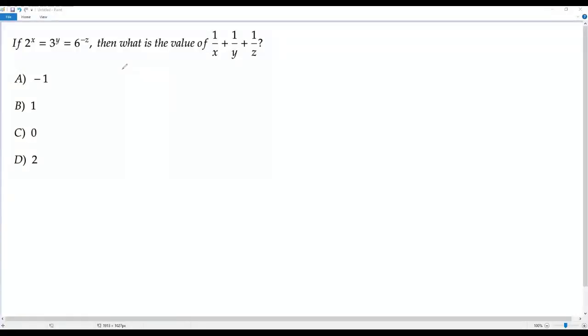Here we have a SAT math question. Okay, let's go to the information. If 2 to the x power equals 3 to the y power equals 6 to the negative z power, then what is the value of 1 over x plus 1 over y plus 1 over z?